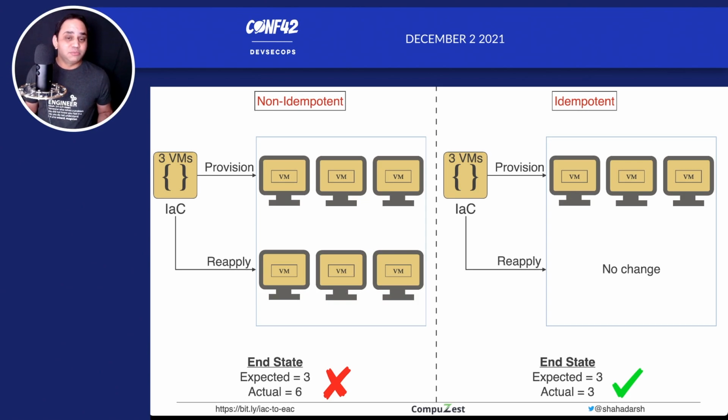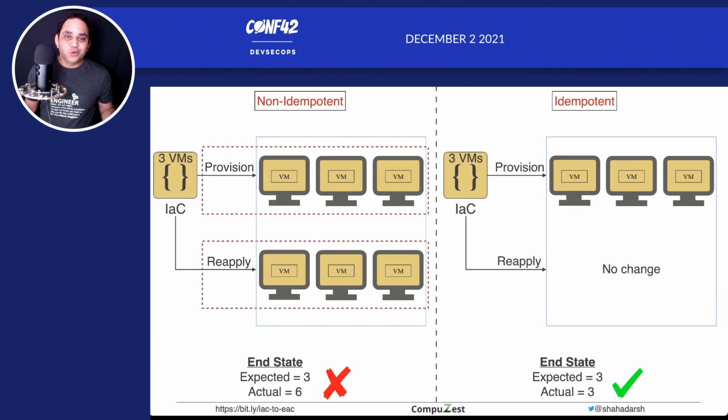This simplifies the provisioning of infrastructure and reduces the chances of inconsistent results. So let's look at when you start at the top. Let's say you want 3 VMs. Your code provisions 3 VMs. In the non-idempotent case, if you reapply the change, you get 3 more VMs. So if you are expecting 3 VMs, you actually end up getting 6 instead.